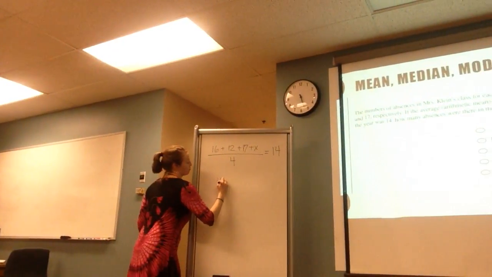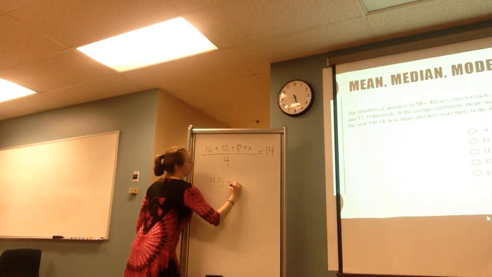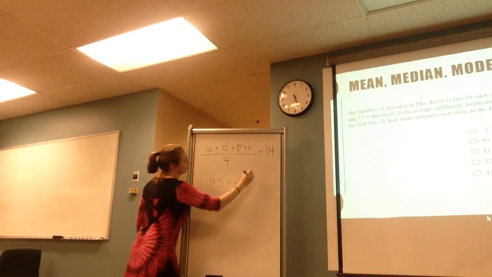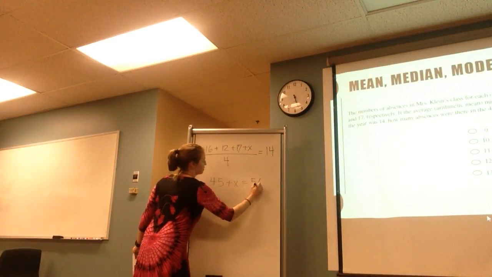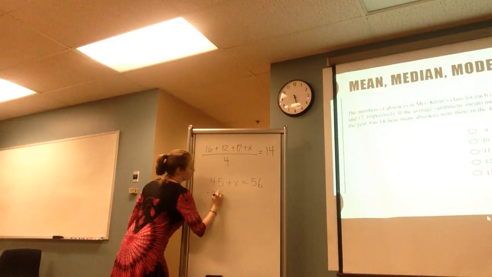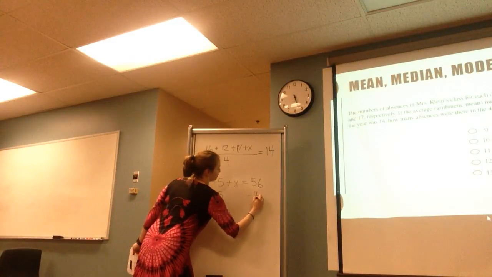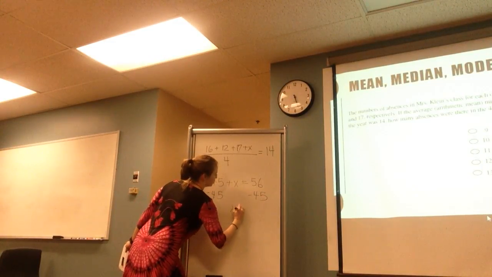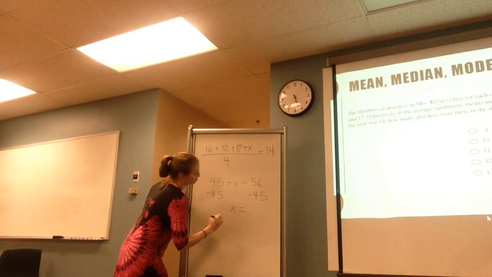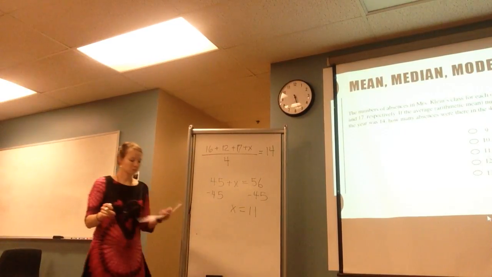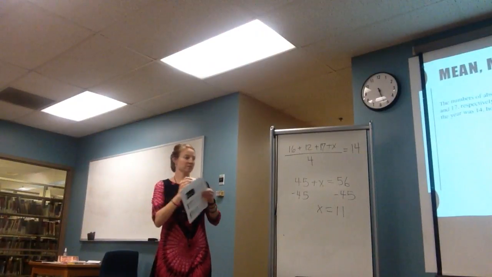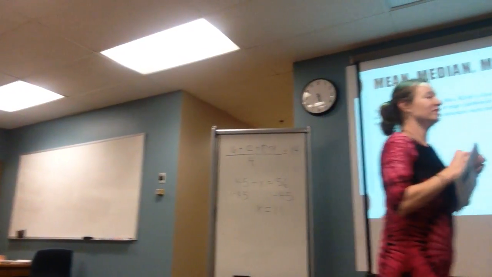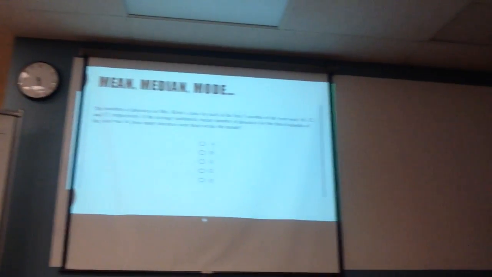Okay, so I think I got 45 plus x equals 56. Subtract 45 from both sides. X is going to equal 11. Okay. Okay, let's go to the last slide.